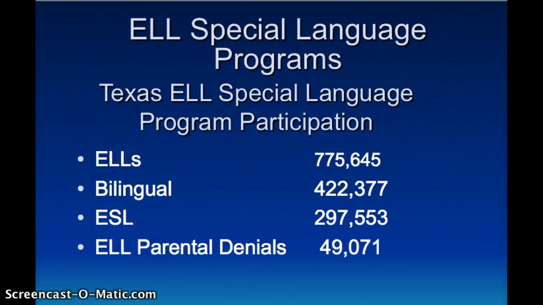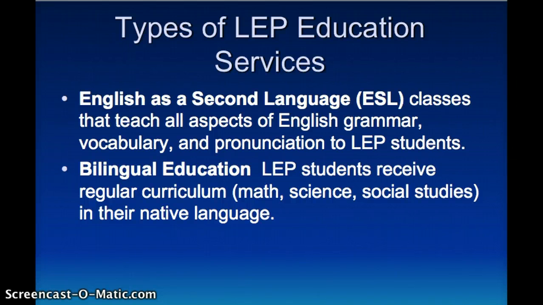Here are some statistics regarding the EOL special language programs. As you can see at the bottom, it's interesting, there are 49,071 parent denials. This just means that parents denied their English language learner child access to the programs and language support that is necessary for their academic growth. So these children are put into mainstream classes without any type of native language support. Without the accommodations of bilingual or ESL instruction, the consequences for second language learners can be severe.